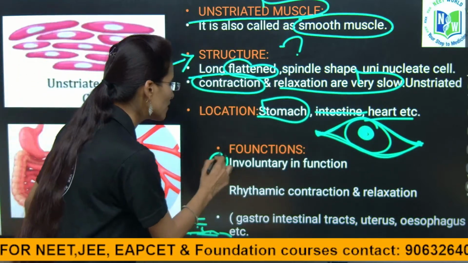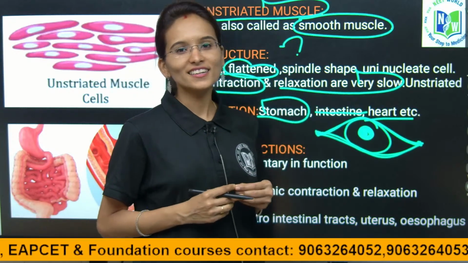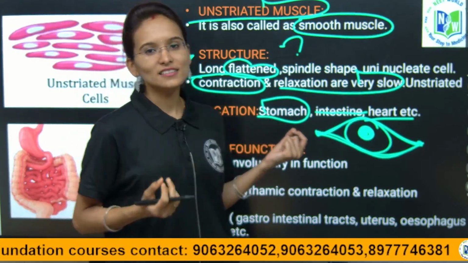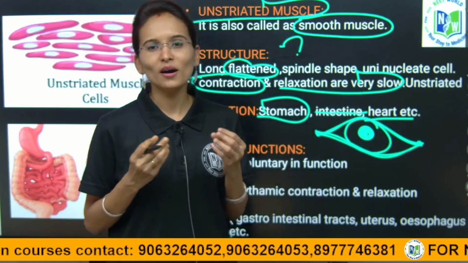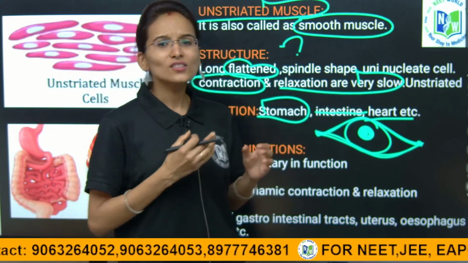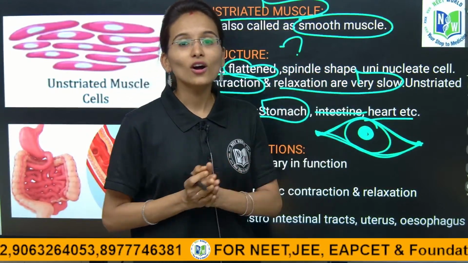The first main function you all have to remember is that these unstriated muscles are involuntary in function. Involuntary in the sense, take examples like blinking the eyes. Now I am blinking my eyes. And next, heartbeat, and digestion. All these activities are involuntary in function. It means these are not under our control.